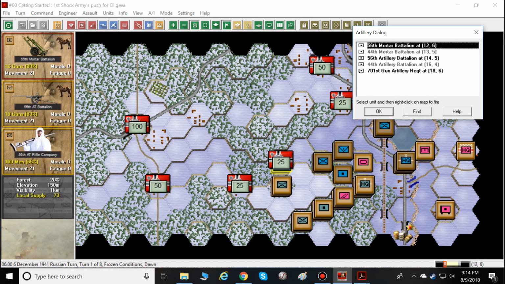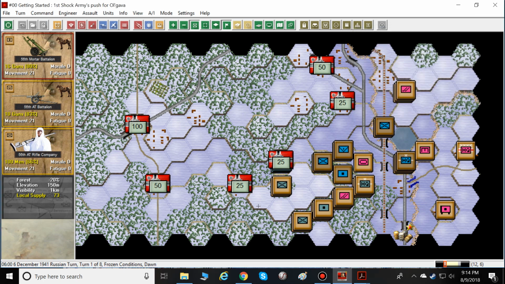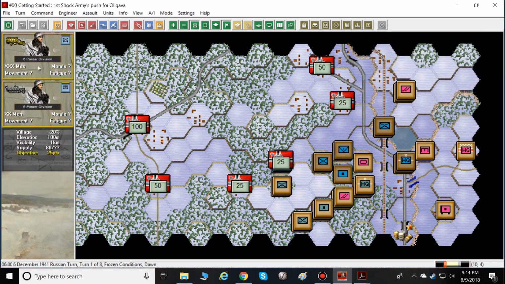Because we can see there's enemy units there, right? We can click on the hex. We can see there's the 6th German Panzer Division. Looks like they have lots of men in that squad and lots of other men. This is an infantry squad. This looks like a support squad here.